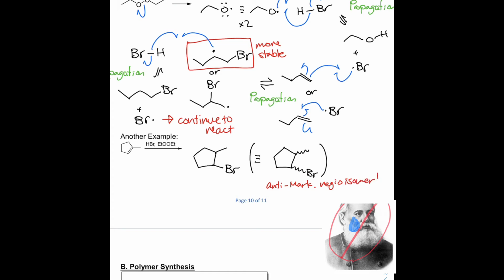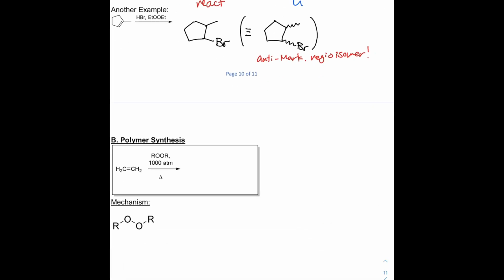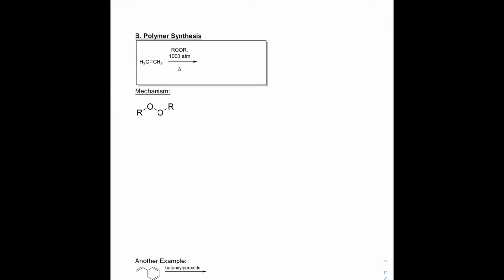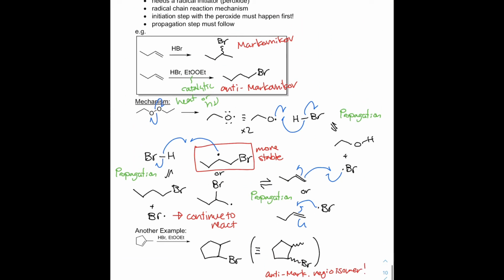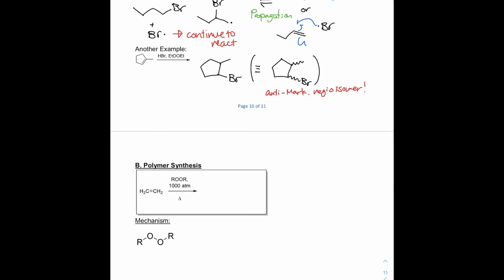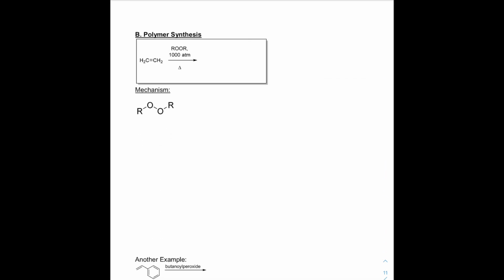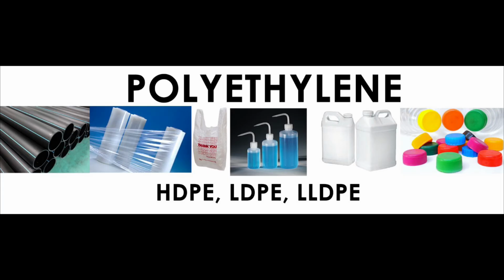Okay, now coming to the very last reaction that we want to learn this semester, which is still really the same reaction as what we just did here, anti-Markovnikov addition of a radical across a double bond. And what we want to discuss here is the application in the industry, and that is polymer or plastic synthesis. You guys may have heard about polyethylene plastic that typically has the PE abbreviation written on the plastic product.